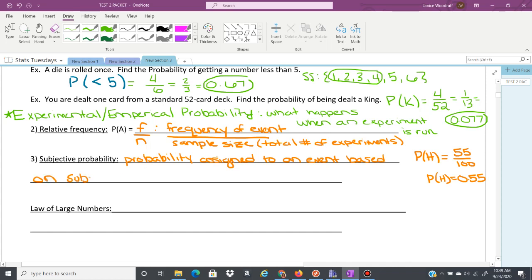Subjective judgment. Experience. Or belief. So you're not actually running an experiment, you're just assigning a probability, basically just making it up. So that's subjective probability.